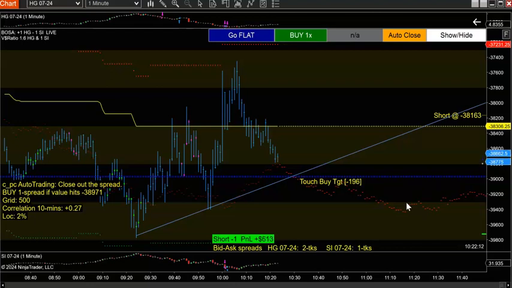Let's see. Don't want to be greedy. Don't want to push the luck on that potential sloping uptrend here. 184 from target.